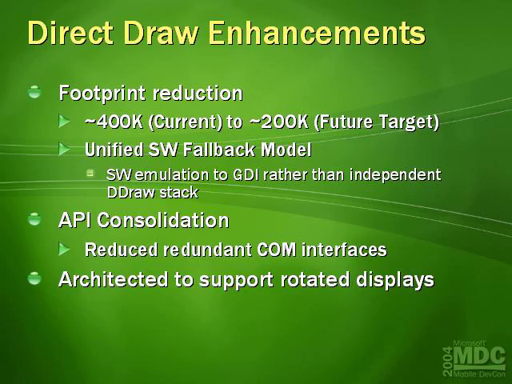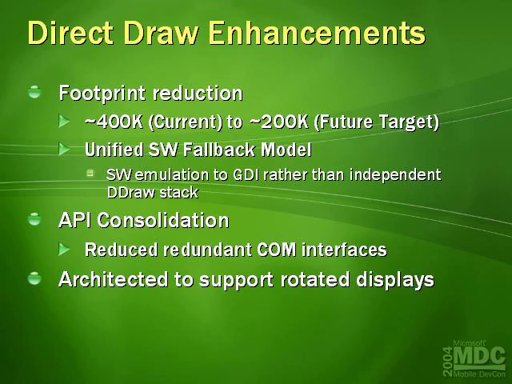Now, given some of the footprint requirements to squeeze all the features into Windows Mobile, and I'm impressed on a daily basis that we can continue to include more features, we need to do a little more trimming. Currently in CE, we're looking at about a 400K footprint. We're trying to target a sub-200K footprint for Windows Mobile. One of the reasons this is possible is by eliminating redundancies in both the software fallback stack and the API layer.